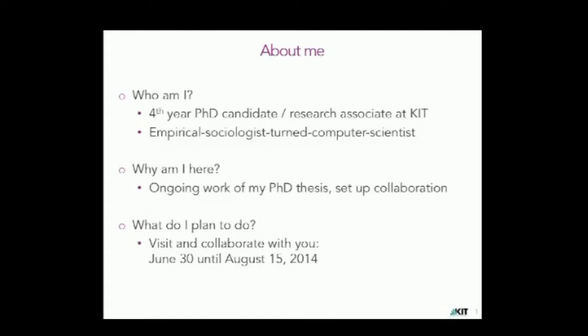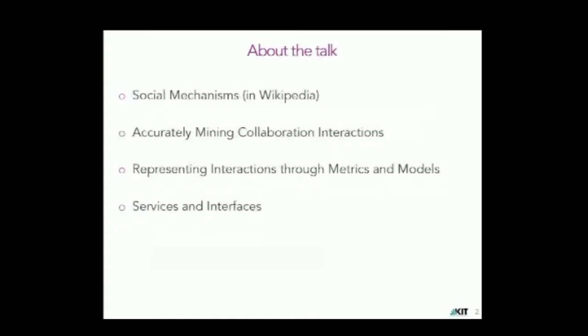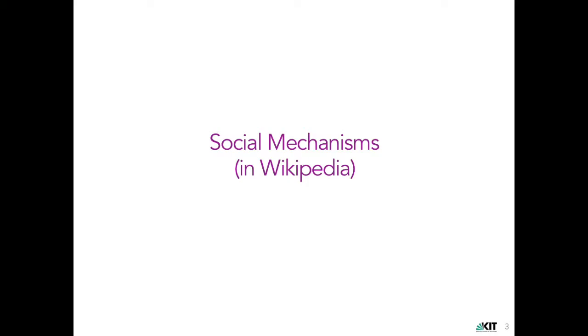So the talk will cover what I mean by social mechanisms, because that's not completely self-explaining, and what I mean by that in Wikipedia; how I mined, in work that I already did, collaboration interactions in the writing process, and revert and antagonistic relations; then how I plan to represent these interactions in metrics and models; and then a short part on what services or interfaces you can build on top of that. So, what do I mean by social mechanisms?